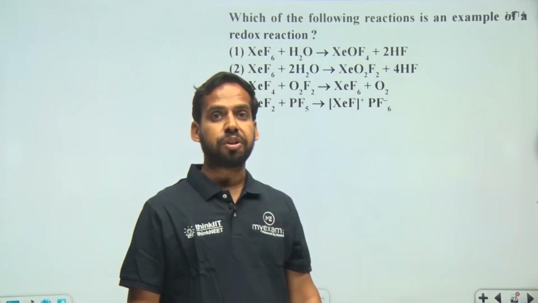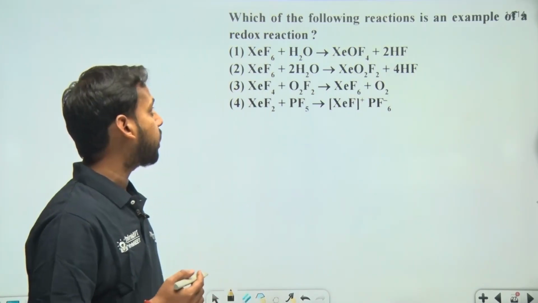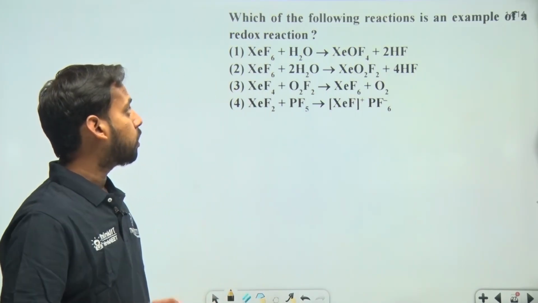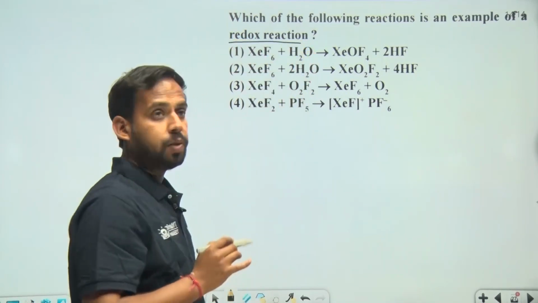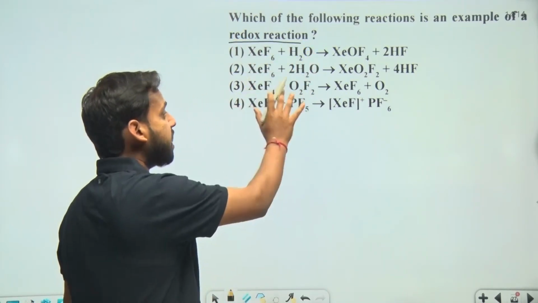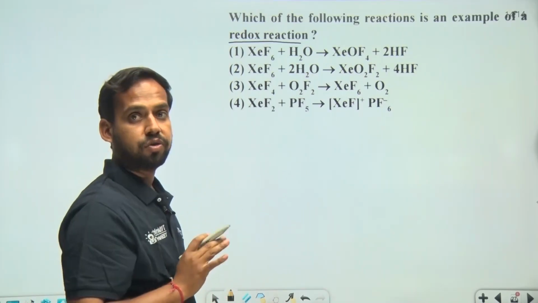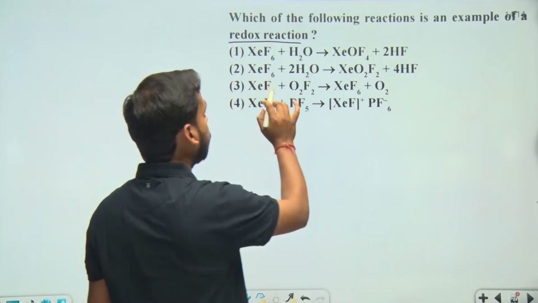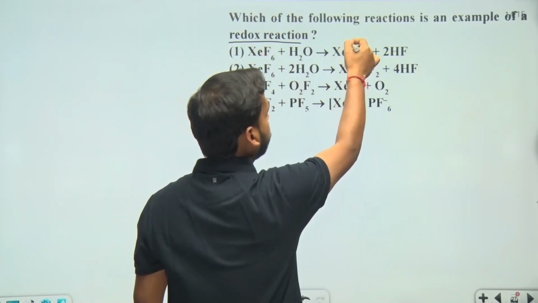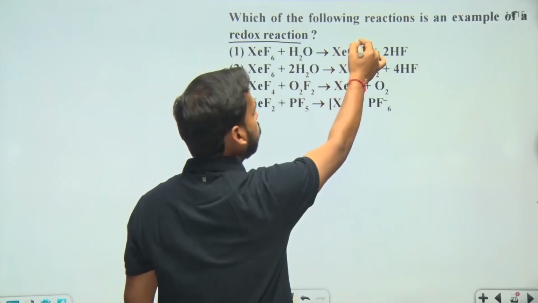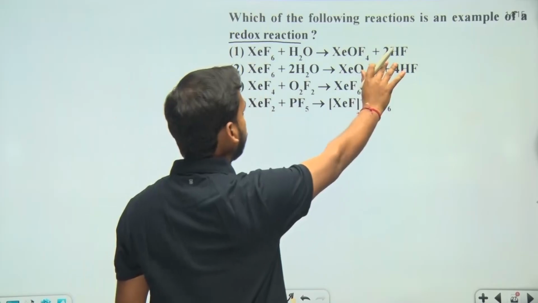Hello students, so the question is, which of the following reactions is an example of a redox reaction? For a redox reaction, what is the fact we have to notice? That in the same reaction, both oxidation and reduction take place. So that reaction is called an oxidation and reduction reaction. In the first option, the oxidation state here is +6 and here it is +6. Oxygen is -2 and fluorine is -1. So no change is taking place in the first option.